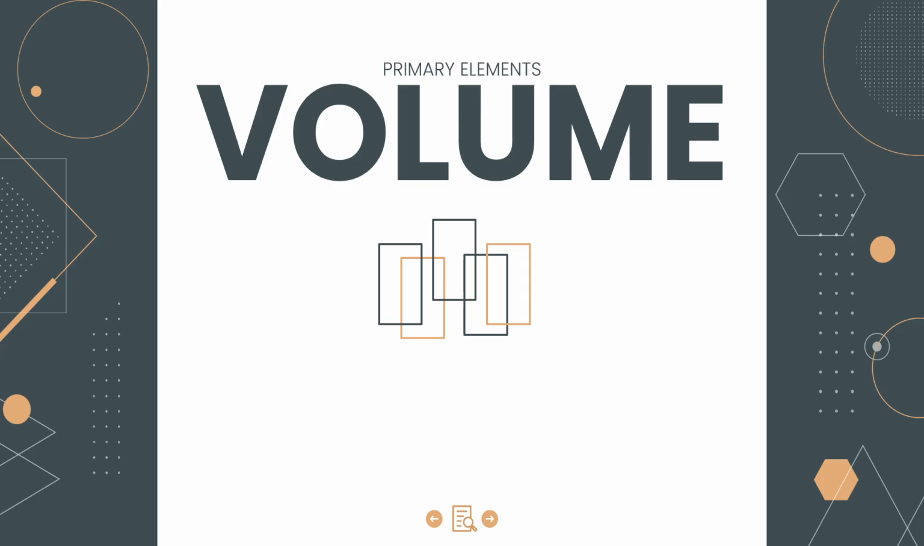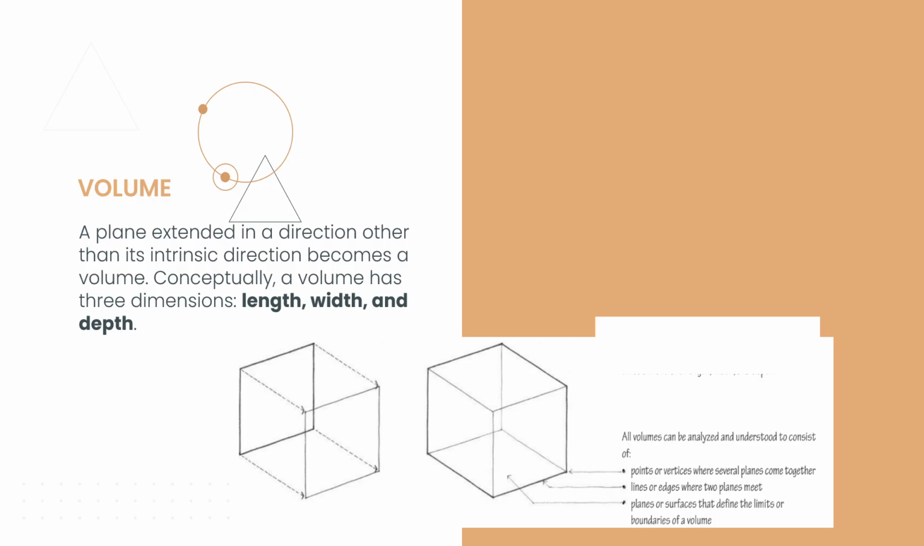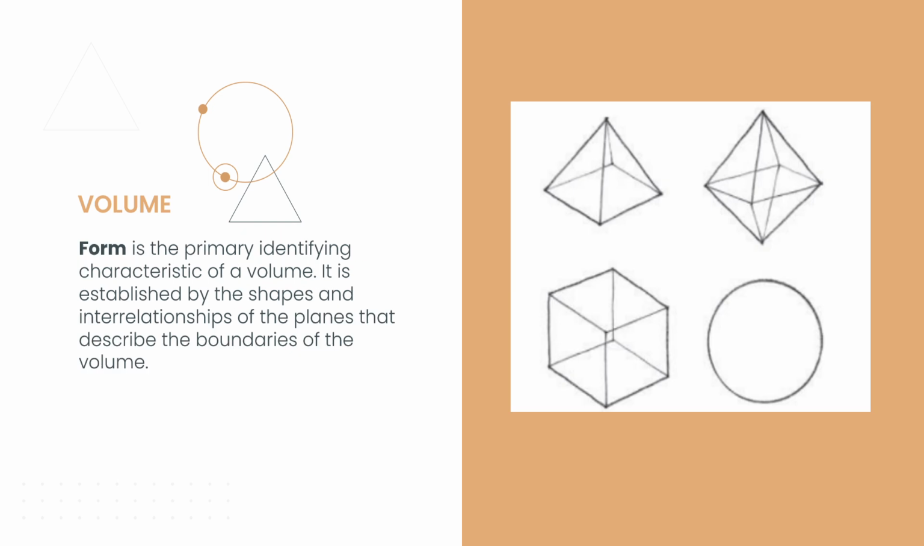Lastly, we have the primary element, volume. A plane extended in a direction other than its intrinsic direction becomes a volume. So conceptually, a volume has three dimensions. It has length, width, and depth. So form is the primary identifying characteristic of a volume. So read it again: form is the primary identifying characteristic of a volume.